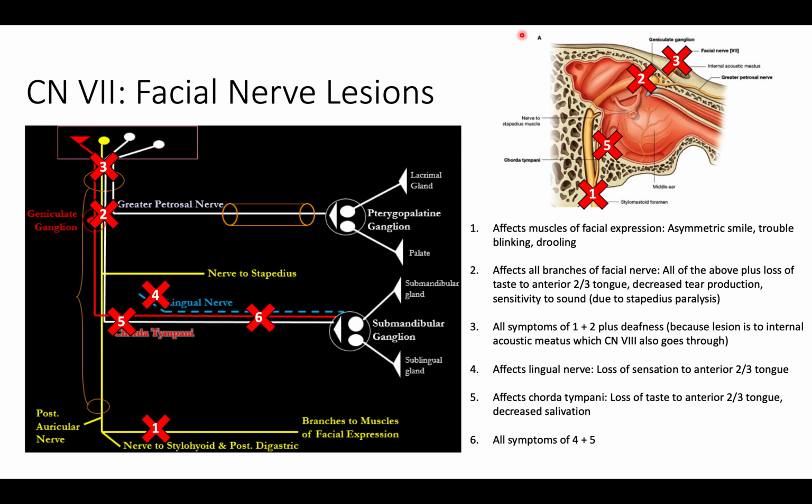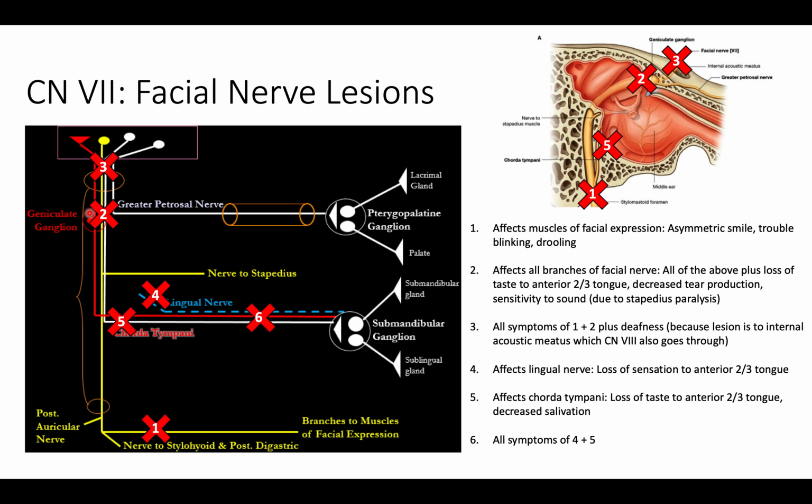If I lesion up farther, like right here at the geniculate ganglion, or close to the geniculate ganglion up in the facial canal, I'm going to be affecting all of the branches right here of the facial nerve. So there's not going to be parasympathetic involvement or motor or sensory. So they're going to have decreased tear production, loss of taste to anterior 2/3 of the tongue, and also sensitivity to sound because that nerve's just stapedius.